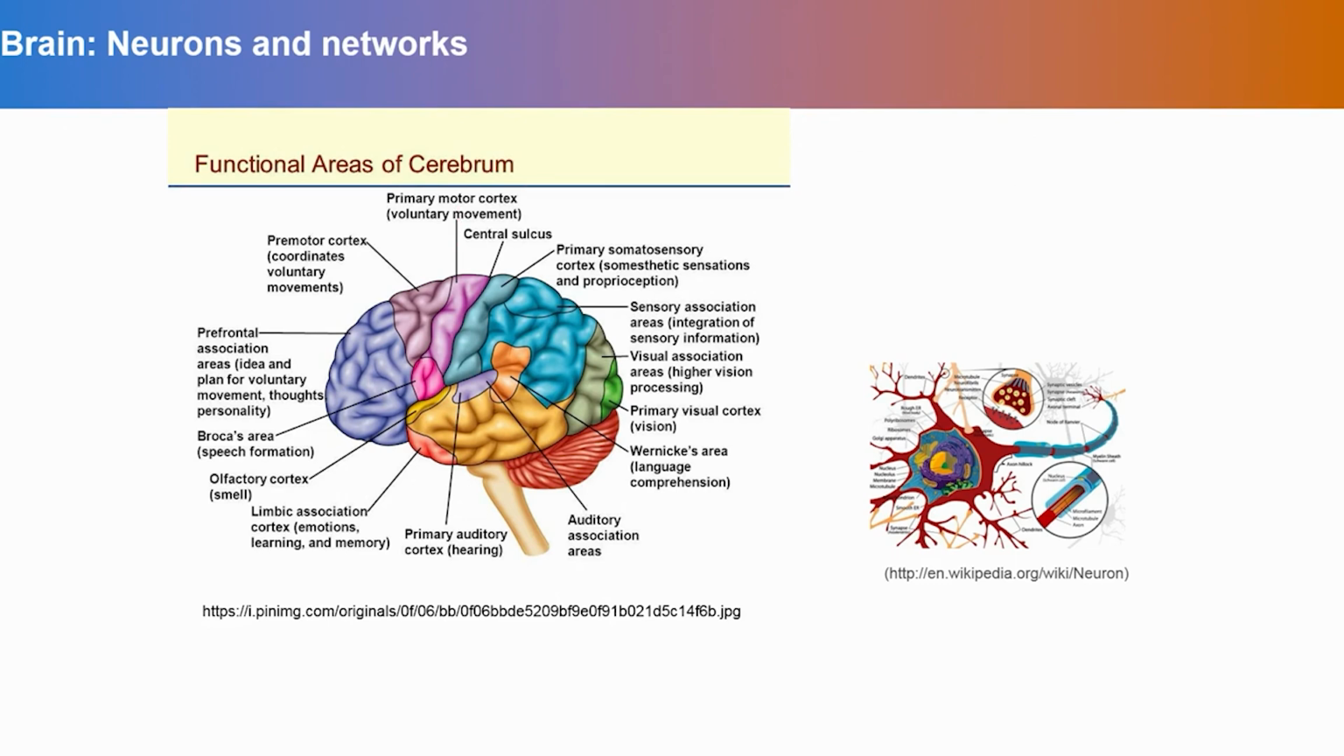Then there is sensory association, where there is integration of sensory information, and that is this region here. And then there is visual association for vision processing, and that is this region here that you see in this light green shade. And then there is primary visual cortex, language comprehension area, which is this region. There is also auditory association areas, which are these regions here. And we also have emotions, learning and memory, and this is this region here, which is a red shaded region. The olfactory cortex, speech formation, so on and so forth.